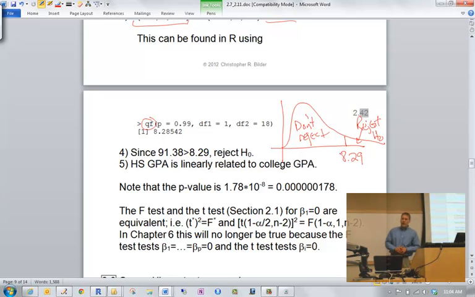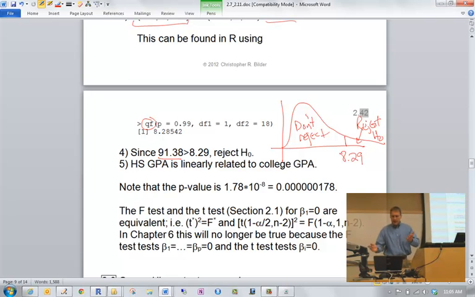If it falls to the right, basically what this means is that this F star value is unusual to have if the null hypothesis was really true. This again just goes back to the basic ideas of what hypothesis testing means that you learned about in your very first stat course. In our case here, 91.38 is obviously larger than 8.29, so I reject H0. This means that we have scientific evidence that high school GPA is linearly related to college GPA.